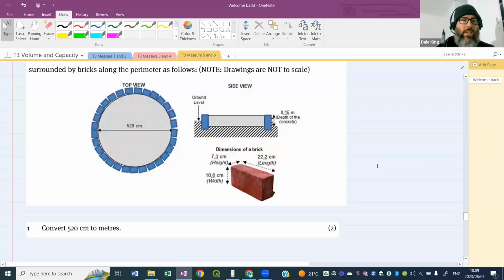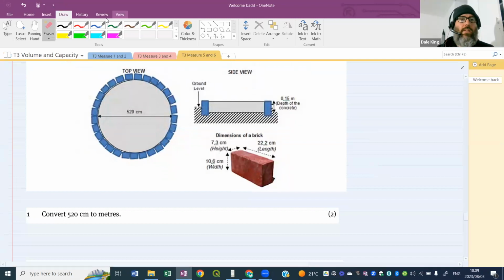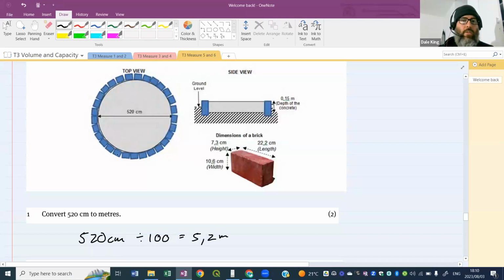Convert 520 centimeters to meters. Come on now, everyone should be posting in chat with the answers. Don't even need a calculator for that. Come on now, what is 520 centimeters converted to meters? Everybody could be doing that in their heads. You know what to do. Yes, the answers should come through thick and fast. Yes. All right, good. So 520 divided by 100, that gives us 5,2. So that dimension on the drawing is 5,2. All right, don't forget that.